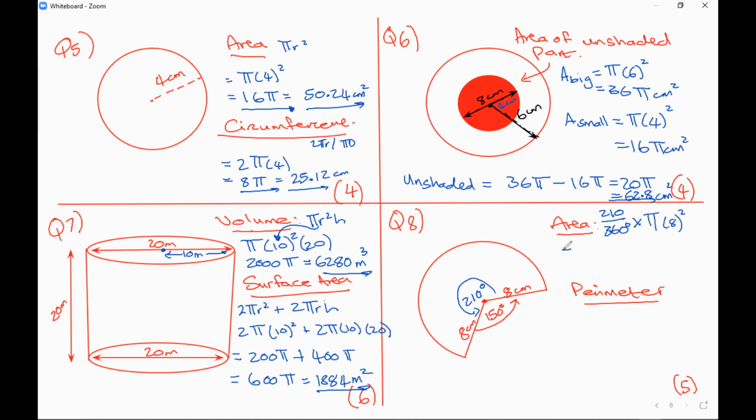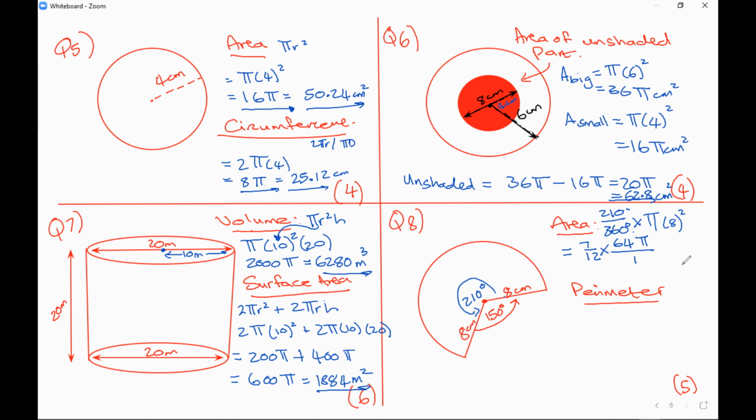So be careful. I've now got 21 over 36. I can divide this by 3. I'll get 7 over 12. Divide by 3, divide by 30, divide by 30. I'll get 7 over 12. And then multiply that by 64 pi over 1. Canceling out this 12 and the 64, this will become 6 and this will be 32. So we end up, let's put it on a calculator now.